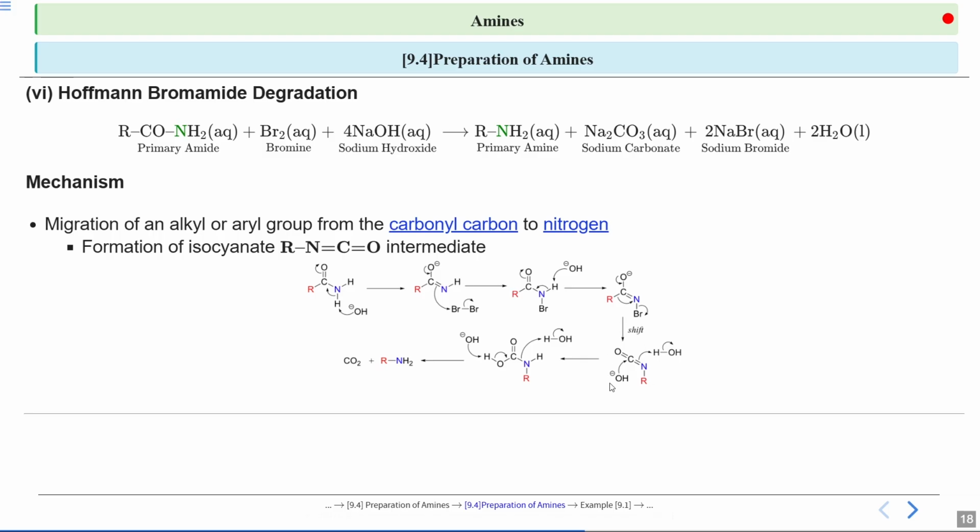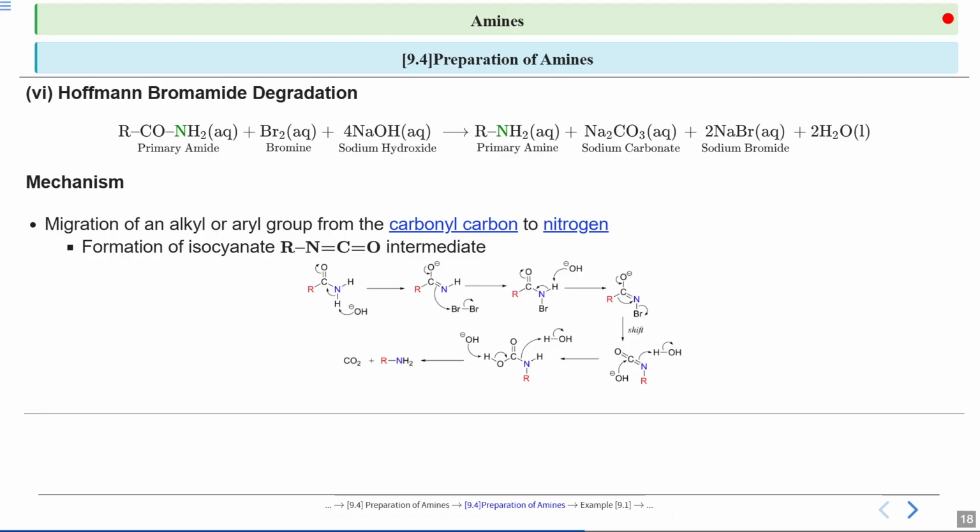And this forms an important intermediate which is called isocyanide, where there is R, N, double bond C, double bond O. This is an isocyanide intermediate. So the formation of isocyanide, I can say, is a hallmark of this Hofmann bromamide degradation.